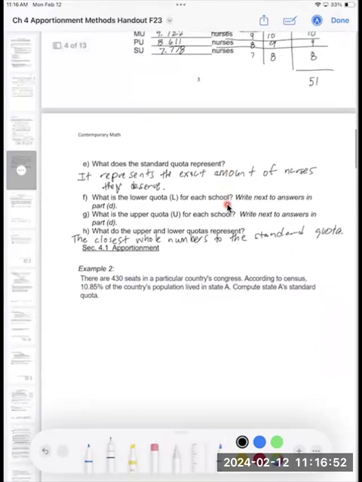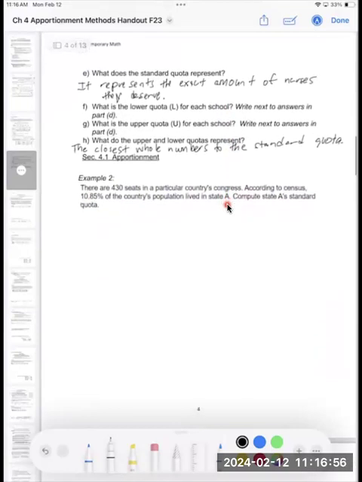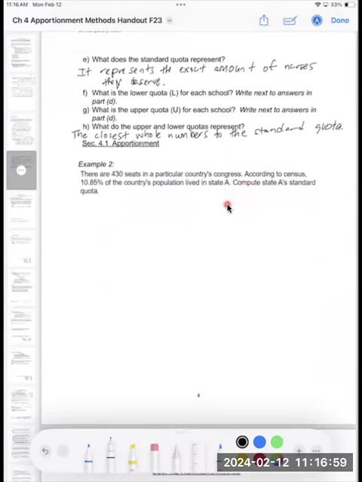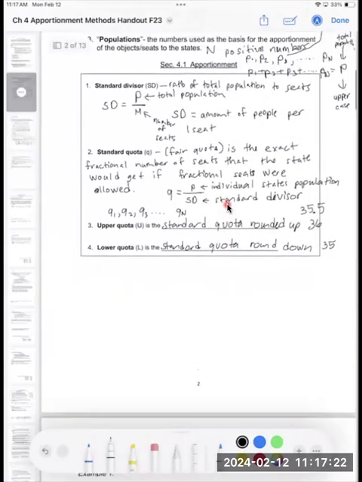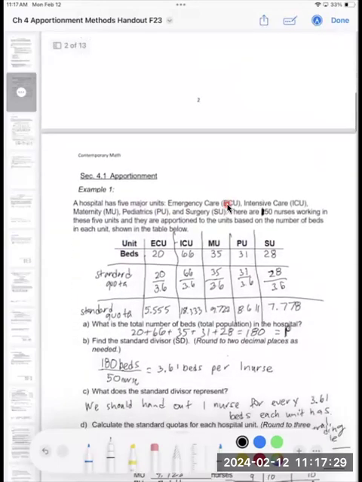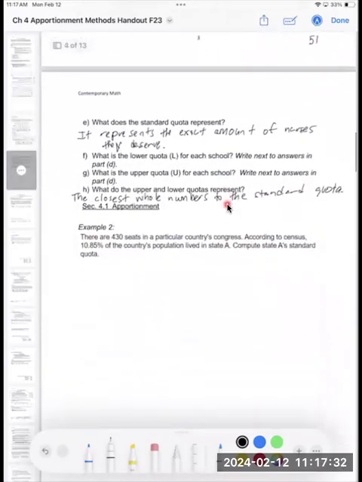Anyways, here's the second example, 4.1 apportionment. There are 430 seats in a particular county's Congress. According to a census, 10.85% of the country's population live in state A. Compute state A's standard quota. We saw up here how to calculate standard quota, with one equation: the population divided by the standard divisor. However, they don't give us the population or standard divisor in this situation. They just give us the proportion of the population for that particular state, and they also give us M, the number of seats.